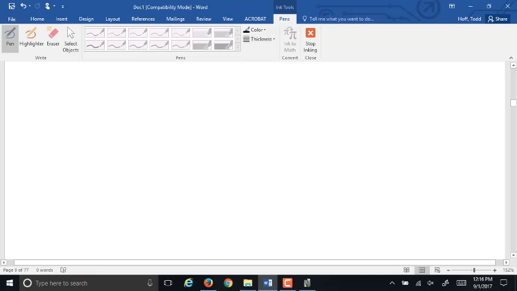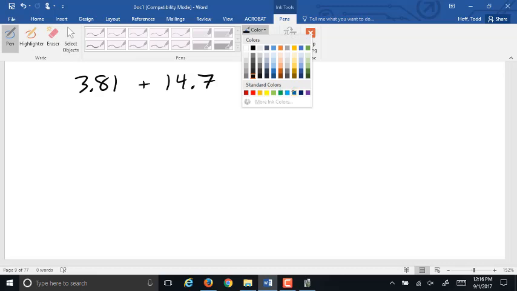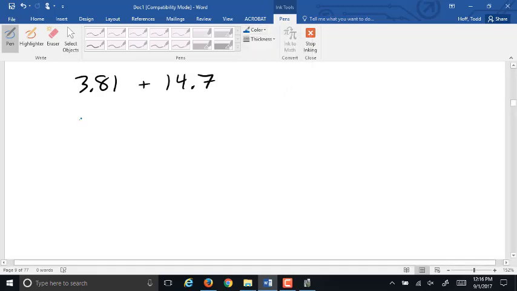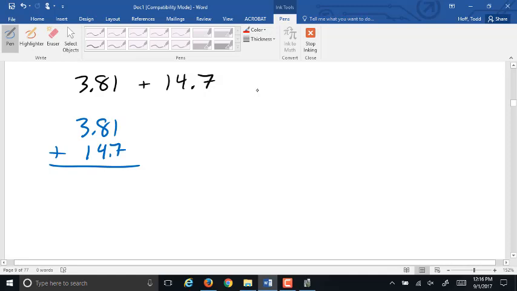If I have, let's say I have 3.81 plus 14.7. Is that going to work? No, what's wrong? Have to line up the decimal points.